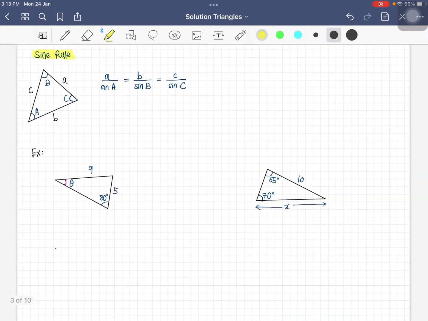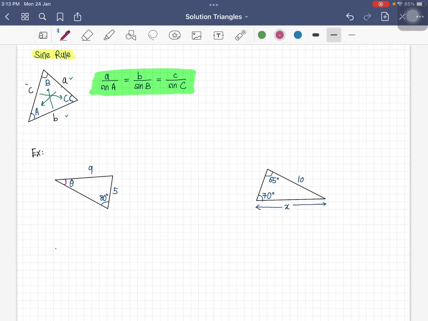Suppose we have a triangle, something like this. We have the lengths a, b, and c, and the angles: the angle opposite a is big A, the angle opposite c is C, and the angle opposite b is B. We can actually write the sine rule, which is given by this formula. So this is the formula for the sine rule.